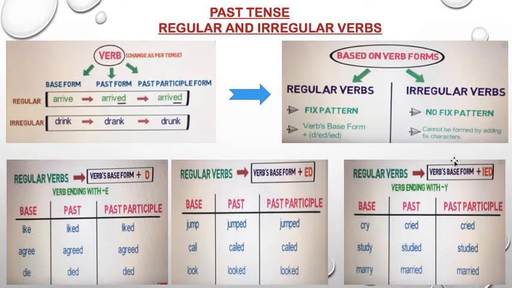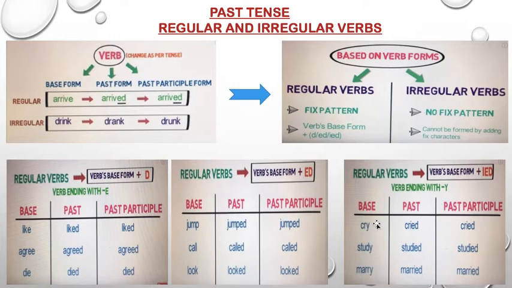Now the third one, verbs base form plus IED. So let us see base form cry, study, marry. So what is common in between these three words? Y is coming at the end of each word. So this rule you have already studied. Do you remember where did you study?